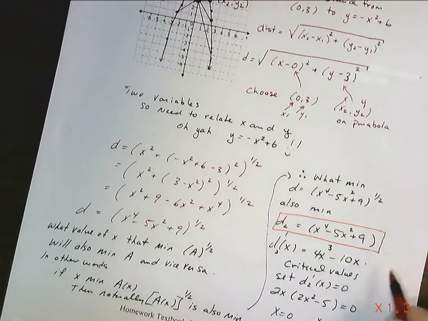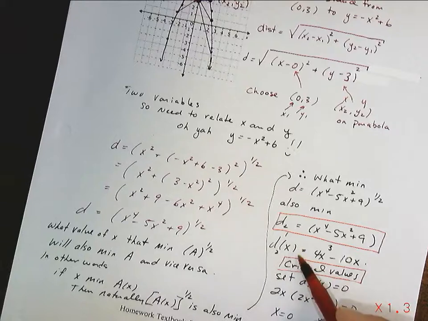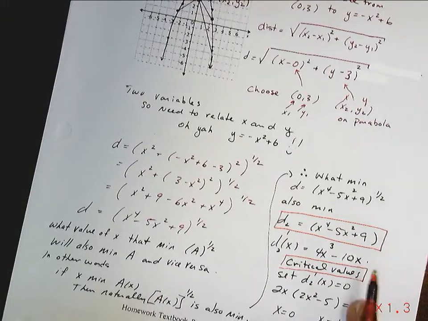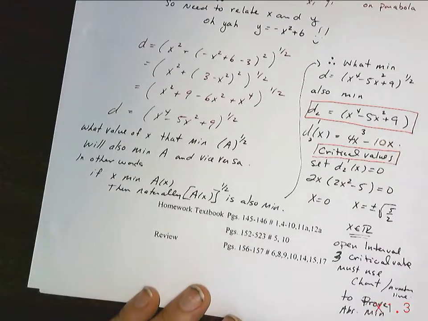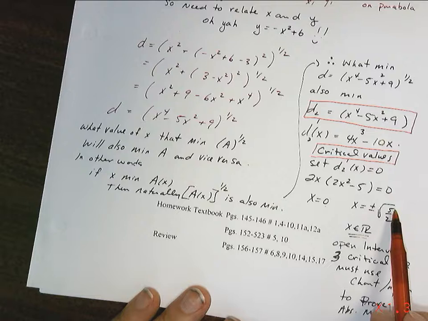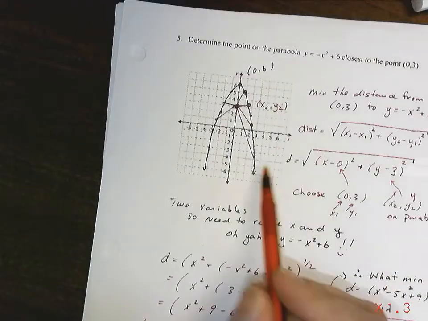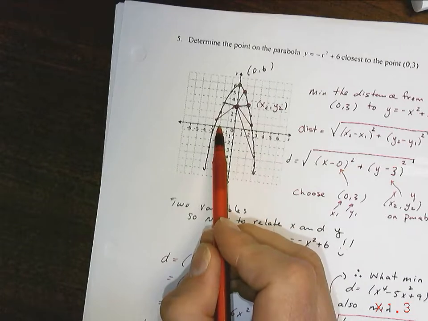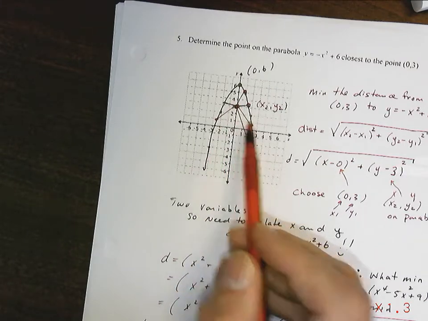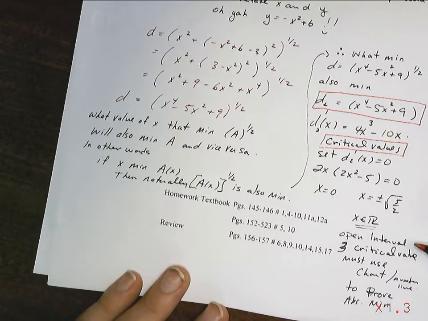and I found its critical values. We found its critical values by taking its derivative first and setting that derivative equal to 0. That came up with three critical values: 0 and plus or minus root 5 over 2. In this particular example, we can use the negatives because we're on both sides of the axis here, so negatives work in this question, so we have to keep them. It's an open interval. It's got three critical values.